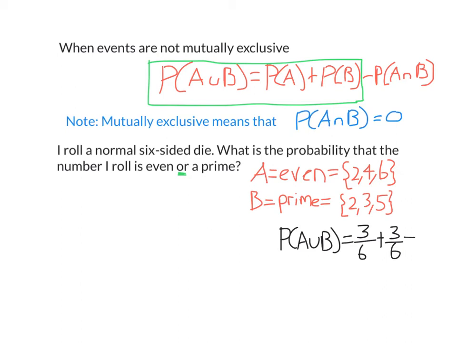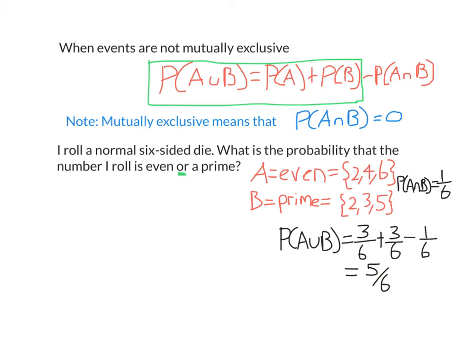So the probability of A and B here is 1 over 6. The probability that I roll a number that's even and prime, there's one number that's in both lists out of 6. So when I'm doing probability of A or B, probability A plus probability of B minus the probability of both, I need to subtract the probability of both because otherwise it's been double counted here and here. So 3 over 6 plus 3 over 6 minus 1 over 6, and that gives me 5 over 6. So the probability I roll a number that's even or prime is 5 over 6.